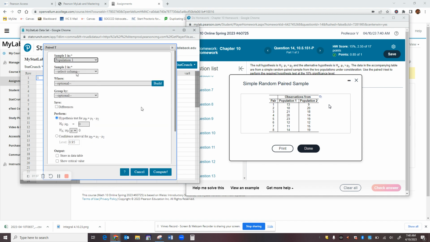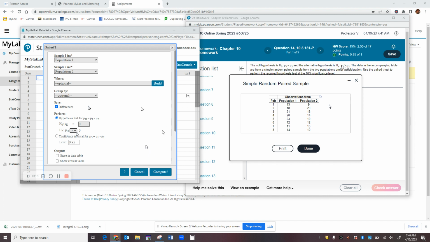Sample 1 is population 1. Sample 2, population 2. This time, click Save Differences. Okay, I didn't tell you to do that before when it was working properly. Now it's not. And then we don't really need the alternative in this one, but it's going to be greater than 0 since the alternative here is mu1 is greater than mu2. That means their difference should be positive.